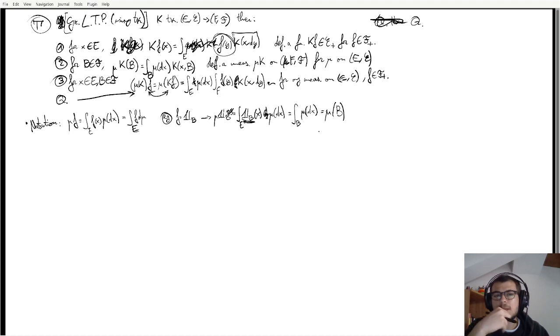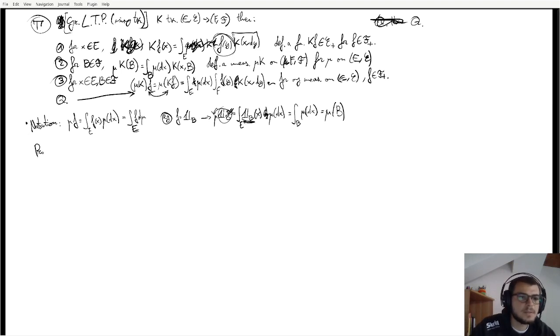So what is the implication here? The interpretation or meaning is that if we integrate an indicator function with respect to a measure, we get the measure of the set. Okay.